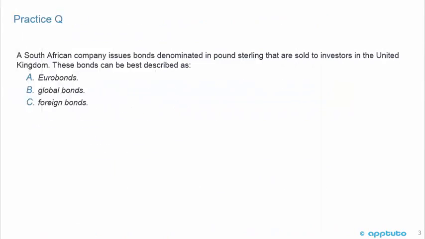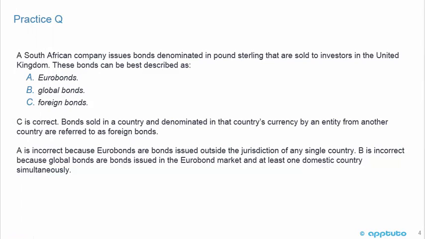Quick practice question. A South African company issues bonds denominated in pounds sterling that are sold to investors in the United Kingdom. These bonds can be best described as A, Eurobonds, B, global bonds, or C, foreign bonds. Okay, these questions are a little bit tricky. You need to practice them a lot just to get all the terms right.